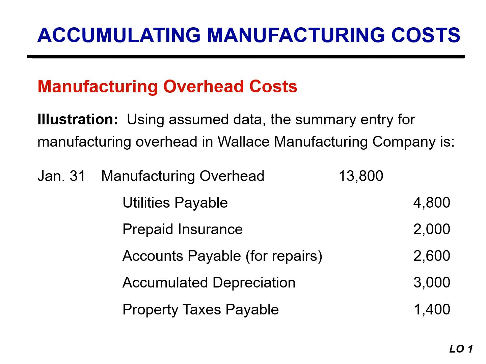Let's assume Wallace Company incurs $13,800 in manufacturing overhead, which represents the cost of utilities, insurance, repairs, depreciation, and property taxes on the manufacturing facility. The entry is to debit manufacturing overhead for the actual cost and credit either an asset or liability account depending upon the cost.